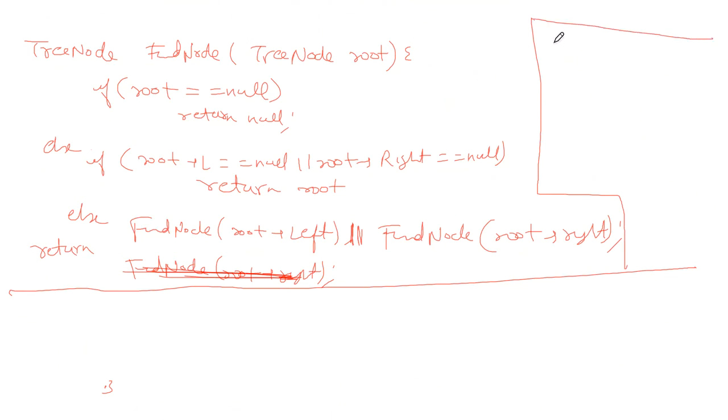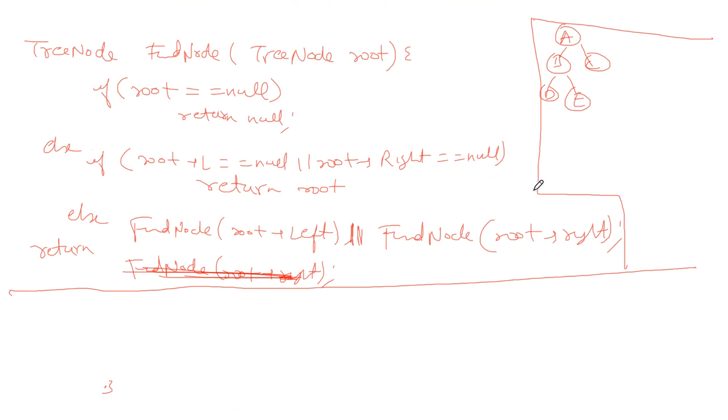Okay, let's try to understand. Final case, you're returning what? Return find node root left or find node root right. Now both will get executed. There is an or condition. So if the first one returns a non-null value, then the second will not get executed. If it returns null, then only the second will get executed.